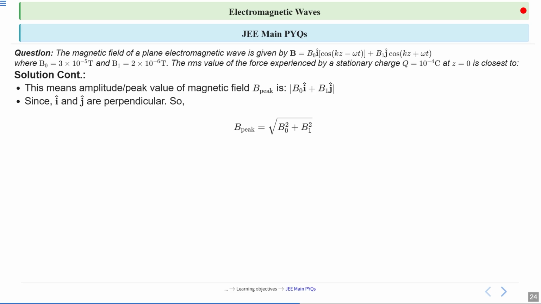Oh sorry, cos 90 degree will be 0. So that term will be eliminated. Only root of B naught square plus B1 square remains as it is. Okay, so put the values of B naught and B1 in the equation.